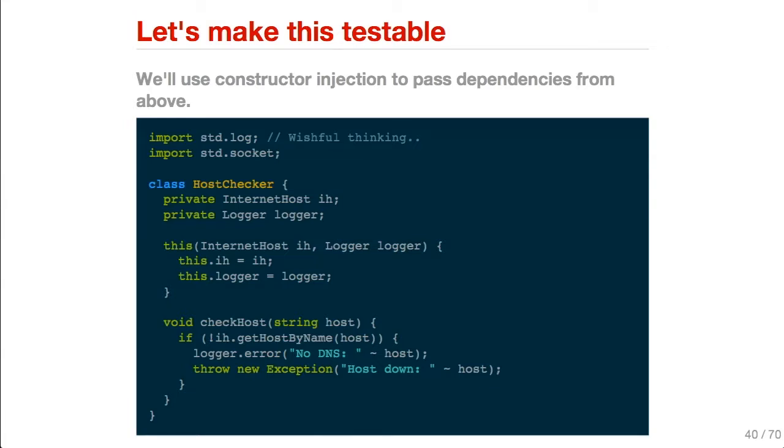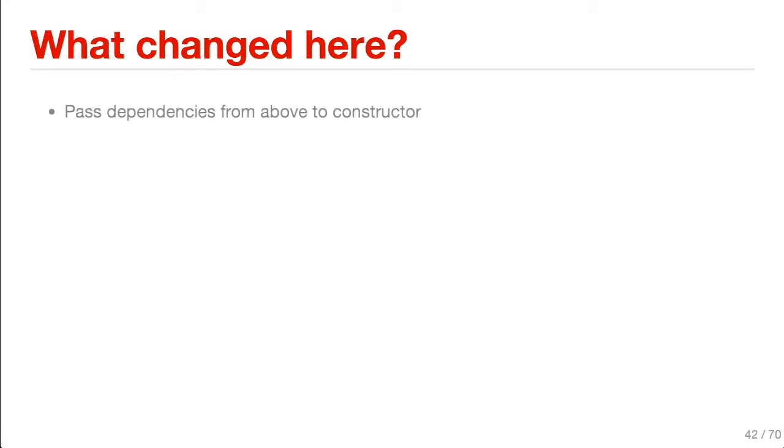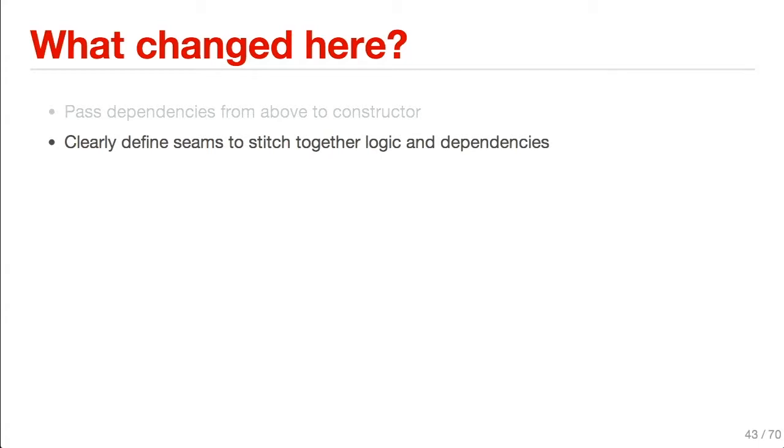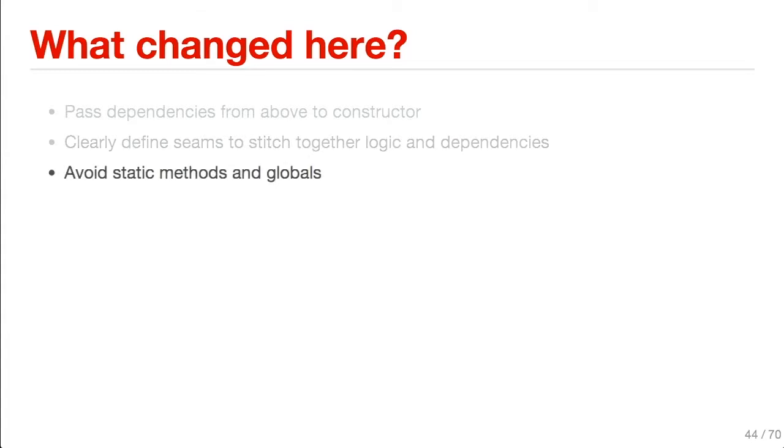Let's talk about what's changed here. Like I said, we've passed in the dependencies from above, and we've defined the contract. What are the logic dependencies of this class? Well, I depend on internet host and logger. And those are the seams I expose to the outside world that can be substituted in a test environment.